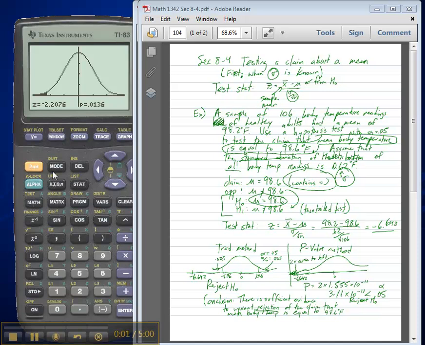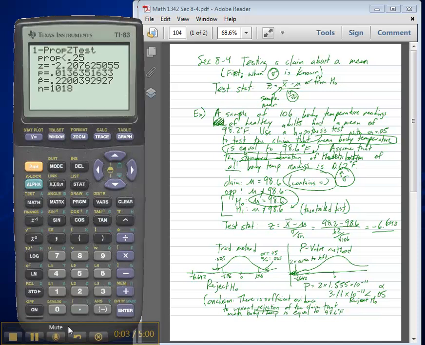In this video we're going to take a look at using the calculator. Let me clear it out from the previous one here. Using the calculator to help us out with testing claims about means, testing a claim about a population mean when we know the population standard deviation, when sigma is known.